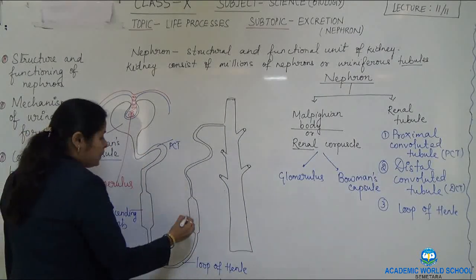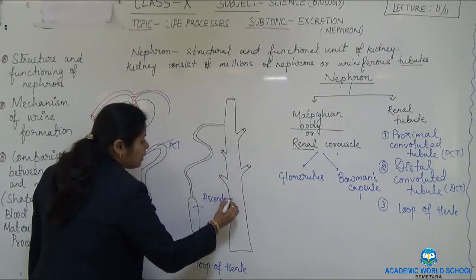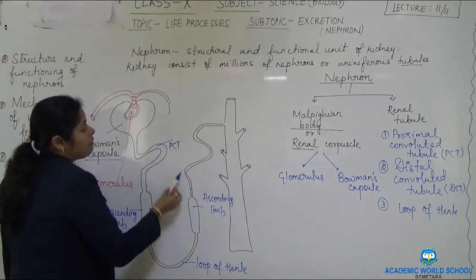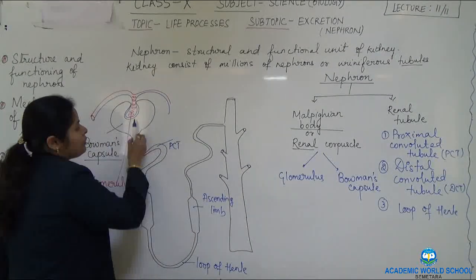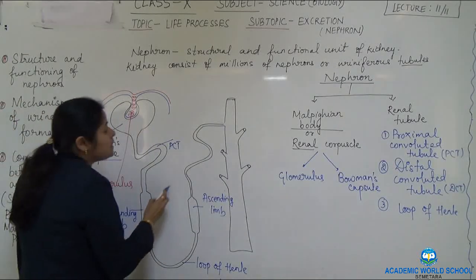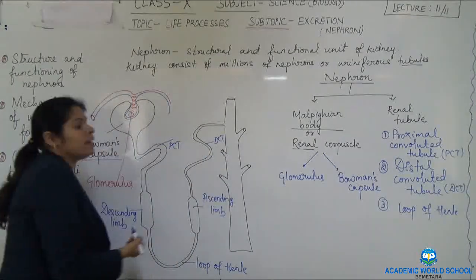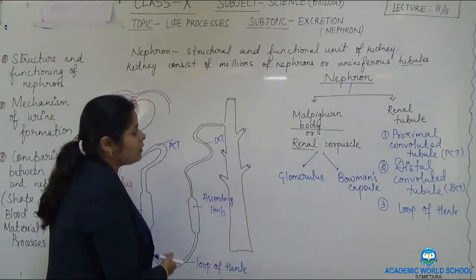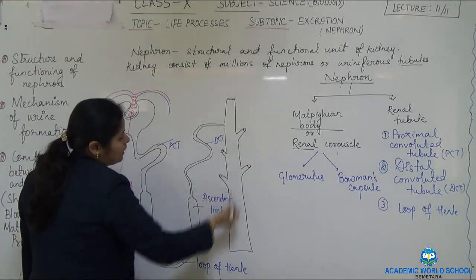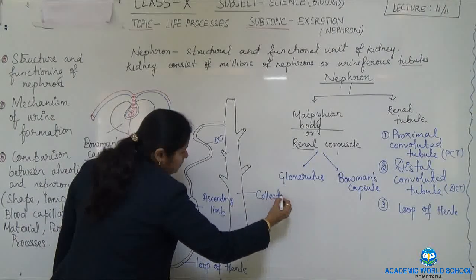It ascends up. This portion is called the ascending limb. After the ascending limb, we find a second folding, quite far away from the Bowman's capsule. We call it the DCT. What do you understand by DCT? It is the distal convoluted tubule. This distal convoluted tubule goes and joins a larger duct, which we call the collecting duct.